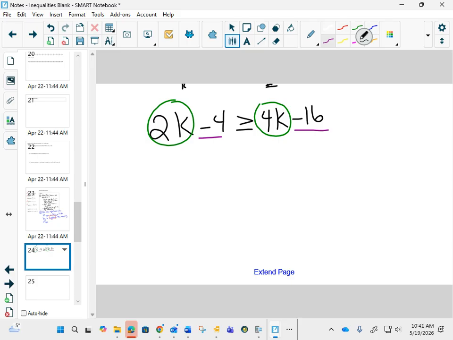Then I'm going to move the k's to this side. So I'm going to keep the 2k here. I'm going to subtract 4k on both sides, and I write it right above the k's so I can remember what to do.